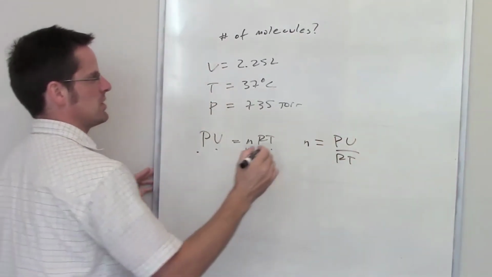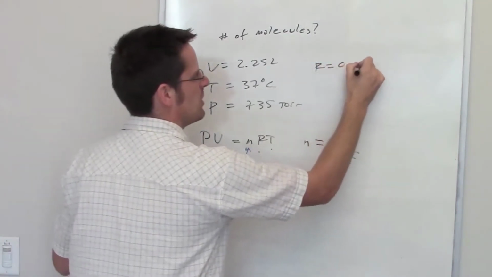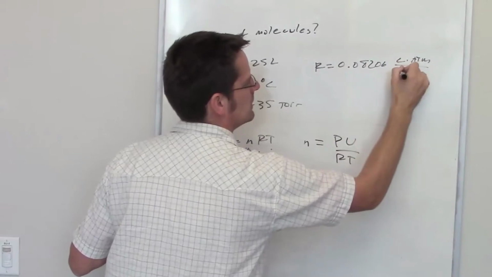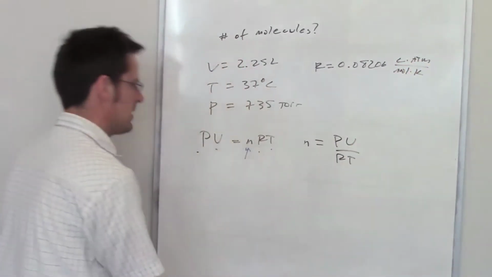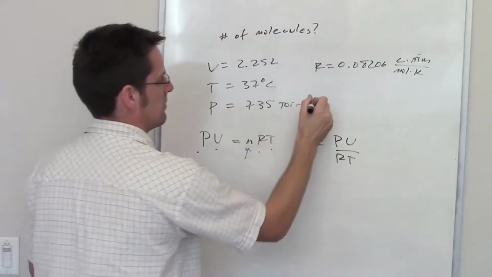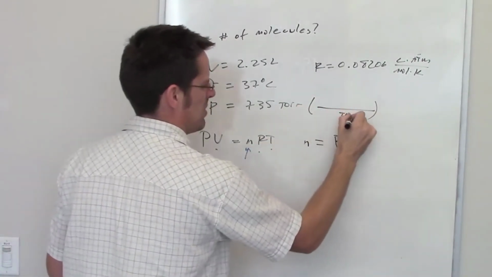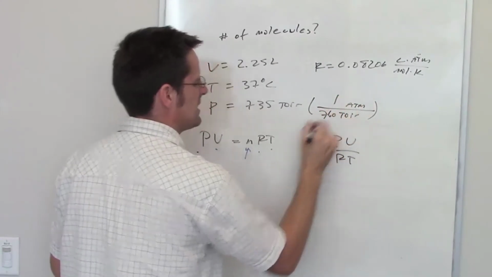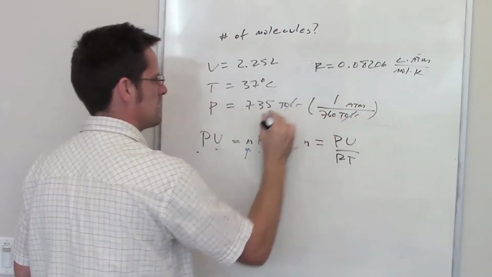Now I have to make sure my units match. The ideal gas constant is 0.08206 liter atmospheres per mole Kelvin. I've got atmospheres. Oh, I don't have atmospheres, I've got torr. So I'm going to have to convert. I have to remember that 1 atmosphere equals 760 torr, something I require my students to memorize.